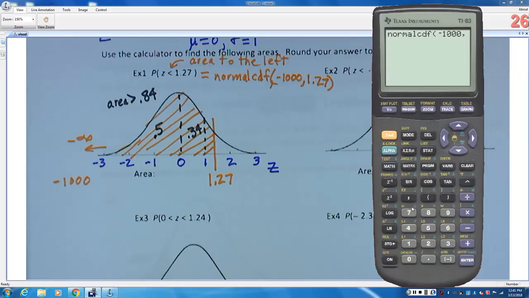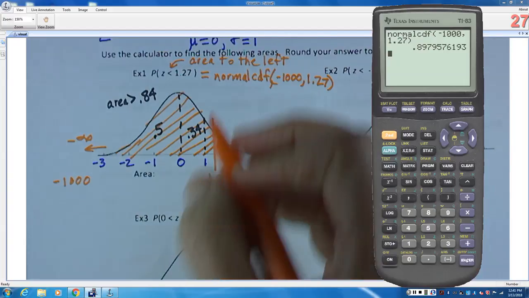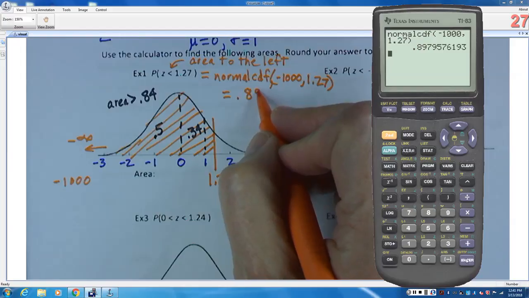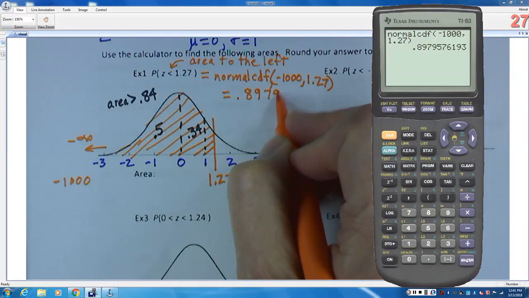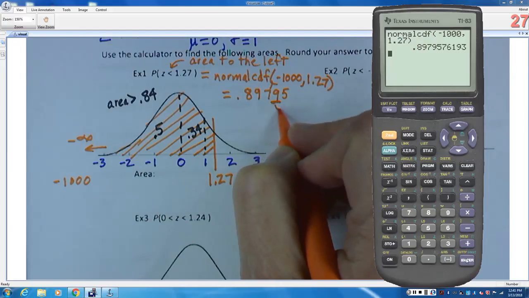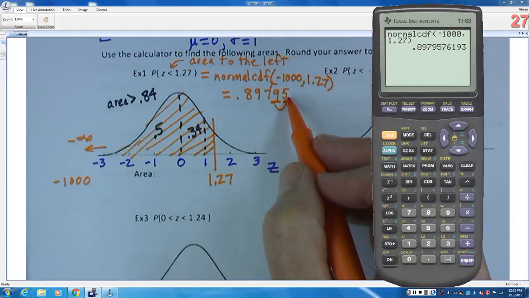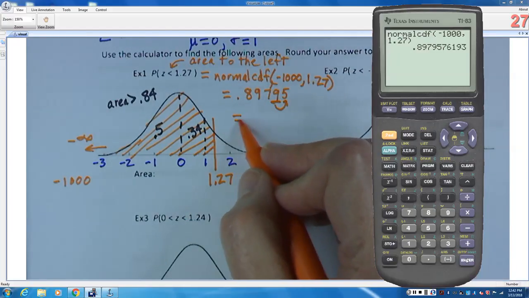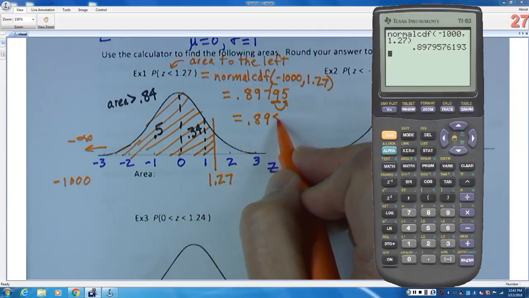Comma, 1.27. And then we're going to round to 4 decimal places. I'm going to write 5 places down. 0.89795. We look at the 5, which means you go up to 10, and that brings that up to 8. So it's 0.8980.